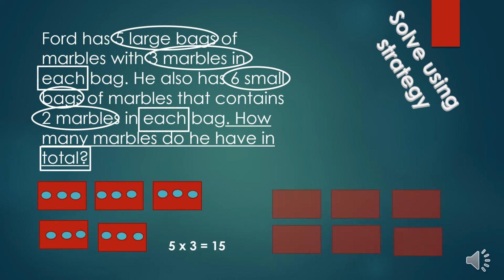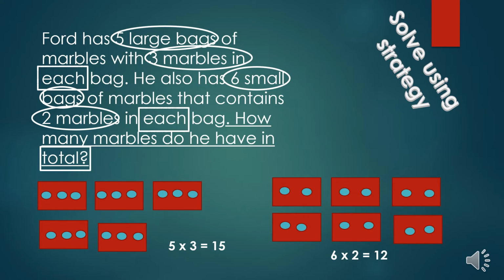So that's telling me to multiply 5 times 3, which gives me 15. And then I see that there are 6 small bags, 2 marbles in each bag. So I'm multiplying 6 times 2. That gives me 12. But then I remembered going back, it says how many marbles does he have in total? Total tells me to add. So I'm going to add those two products, 15 plus 12, which gives me 27. Now that I have my answer, I can go ahead and fill in the statement. Ford has 27 total marbles.